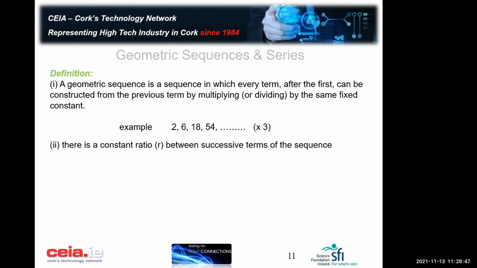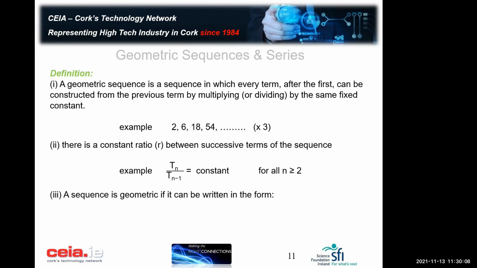So there is a constant ratio between successive terms of the sequence. And how do you know? You just divide one by the other. If you divide 18 by 6, you get 3. If you divide 54 by 18, you get 3. So in general terms, it looks like t of n over t of n minus 1 is equal to a constant, and that's for all n greater than or equal to 2.